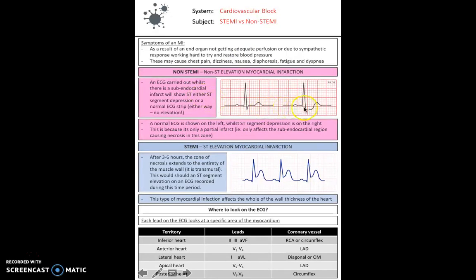A non-STEMI will not show ST elevation. In other words, the ST segment may be depressed, as it is in this ECG here, or it may just be normal. So this is a normal ECG in comparison to ST depression. This is because it's only a partial infarct.